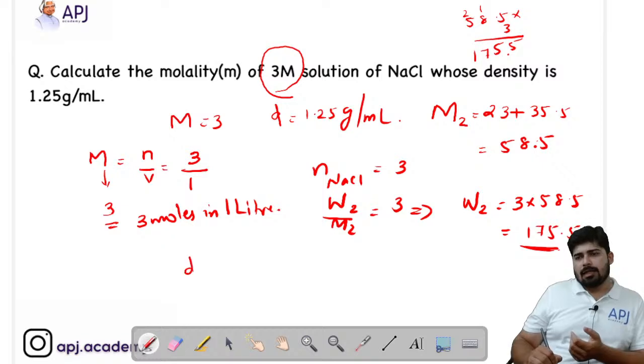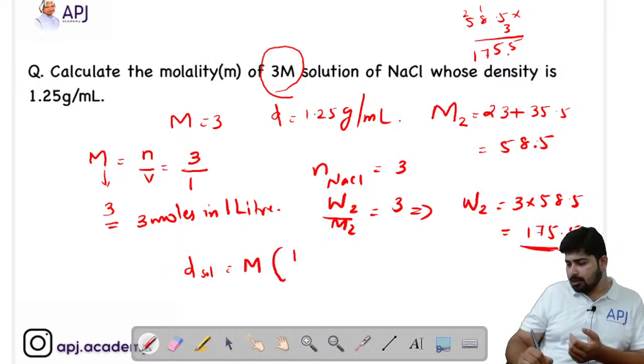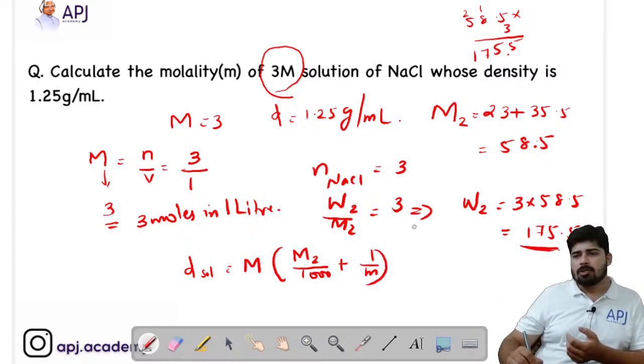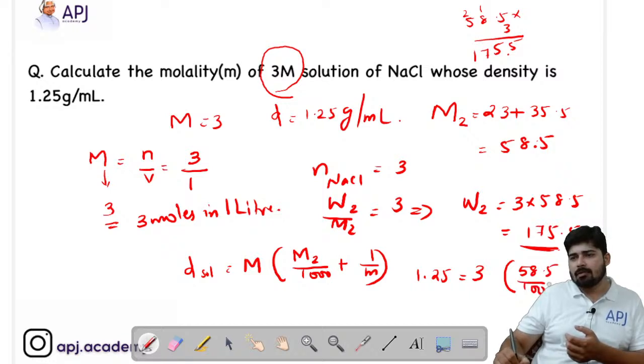Do we need the weight of NaCl actually? Let's see. The density of solution is equal to molarity into molar mass divided by 1000 plus 1 by m. So actually we do not need W2. Let's apply all the values given here. The density is equal to 1.25 and molarity is equal to 3. Molar mass is 58.5 divided by 1000 plus 1 by m. So let's do it on the next page.